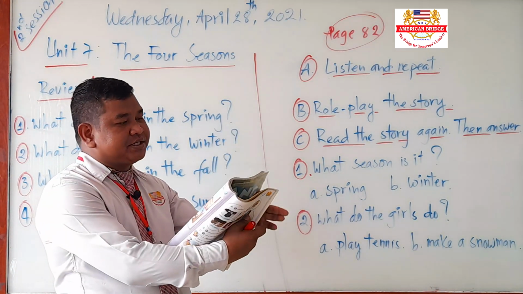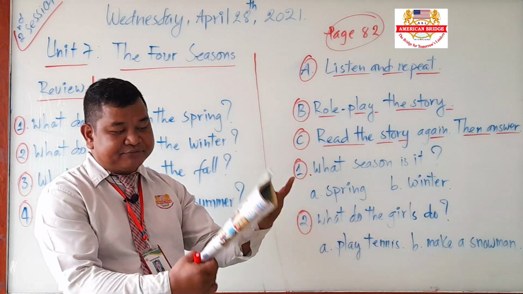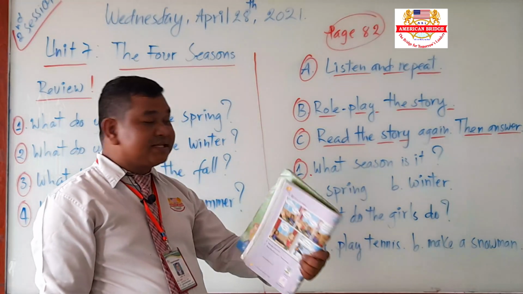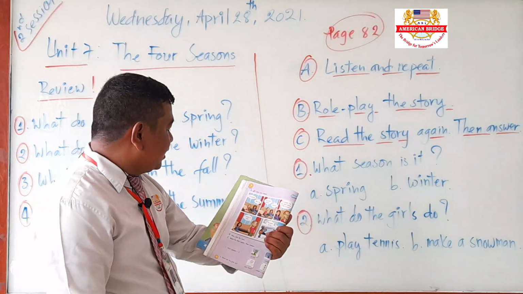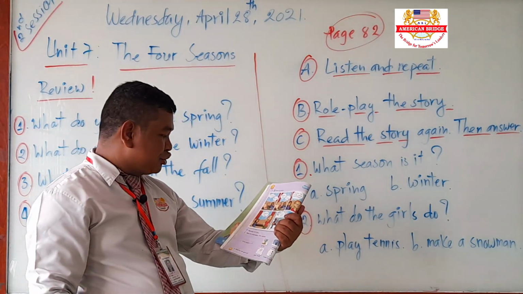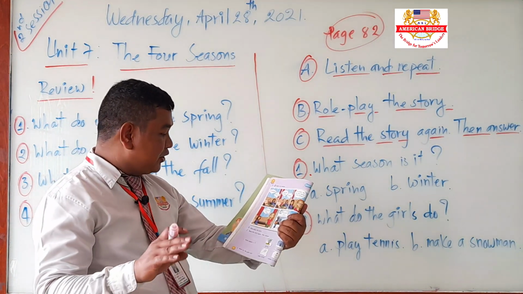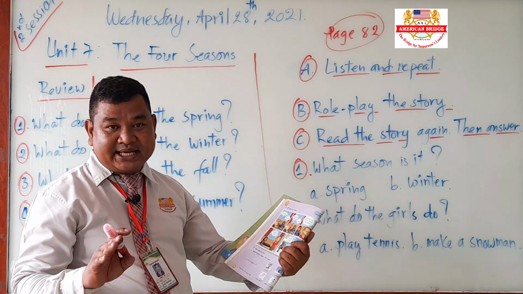Page 82, you can see we have 3 parts: part A, part B, and part C. Part A, listen and repeat. Can you see it right now? Part B, role play the story. Part C, read the story again, then answer.